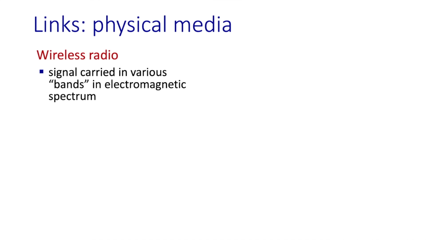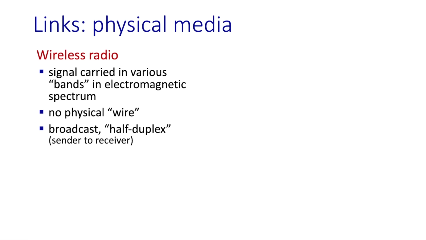With a wireless link, bits are modulated onto a signal carried in some frequency band in the electromagnetic spectrum. There's no physical wire, and transmissions tend to be broadcast, meaning that any device near the transmitting device may be able to receive the transmitted signals. And this obviously raises eavesdropping and also interference concerns.